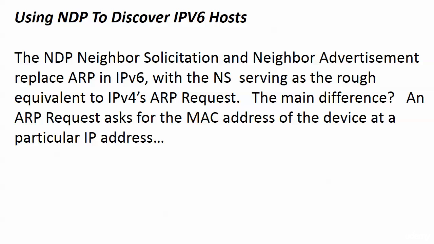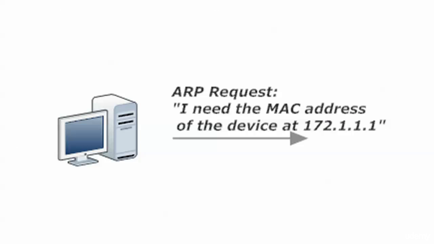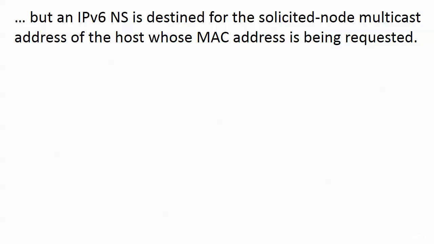We've got our neighbor solicitation and neighbor advertisement messages, and they really replace ARP in IP version 6. There is no address resolution protocol in IPv6. The NS serves as the rough equivalent to the ARP request in version 4. And the main difference is that the ARP request asks for the MAC address of the device at a particular IP address, say 172.1.1.1. We know that the neighbor solicitation message is similar, but the destination address is a little different. I'm going to be honest with you, as I always am. The first time you see it, it's going to be a little odd.